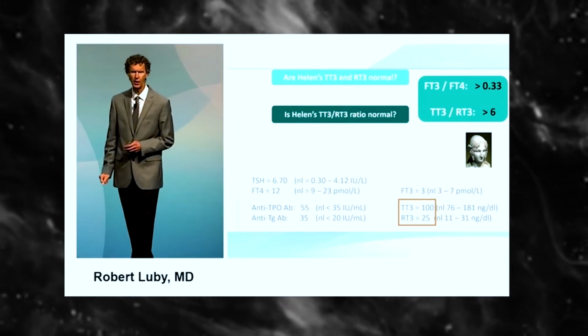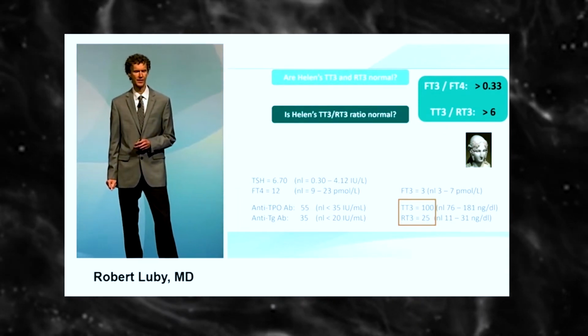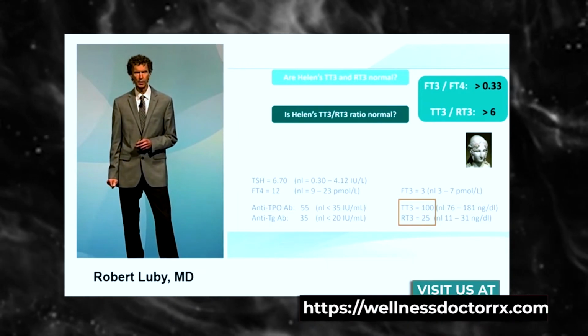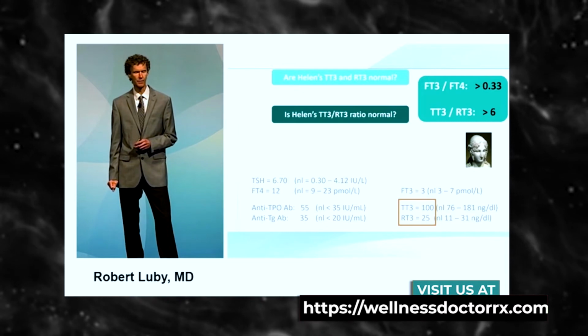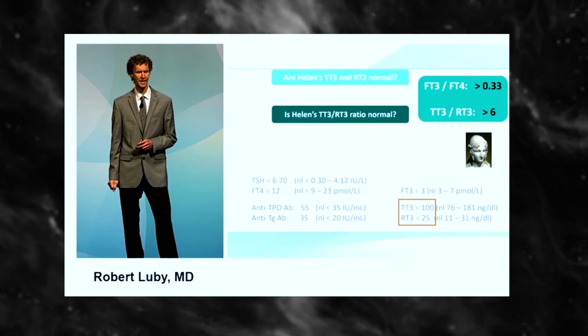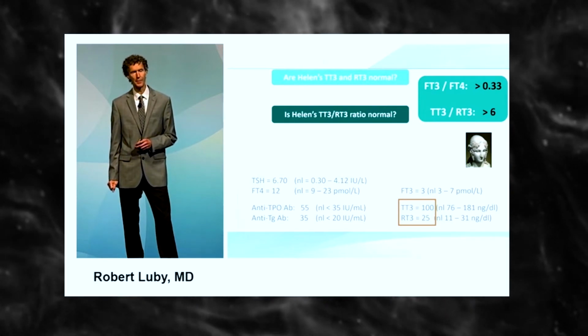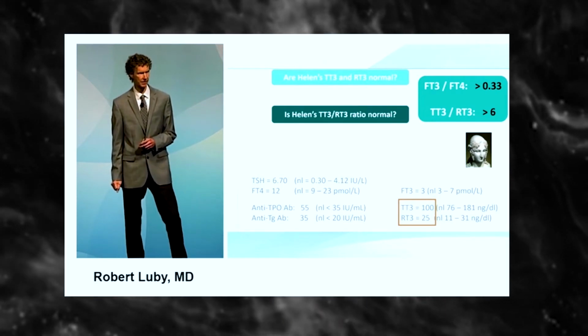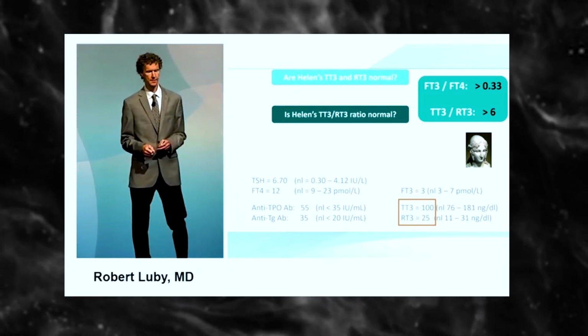Question, is her total to reverse ratio normal? We want to see it above 6. If we do the math, total 100 divided by reverse 25 equals 4. Not high enough. Which means the denominator is a little too high. Reverse T3 is too high. She's got more reverse T3 than we would like to see.